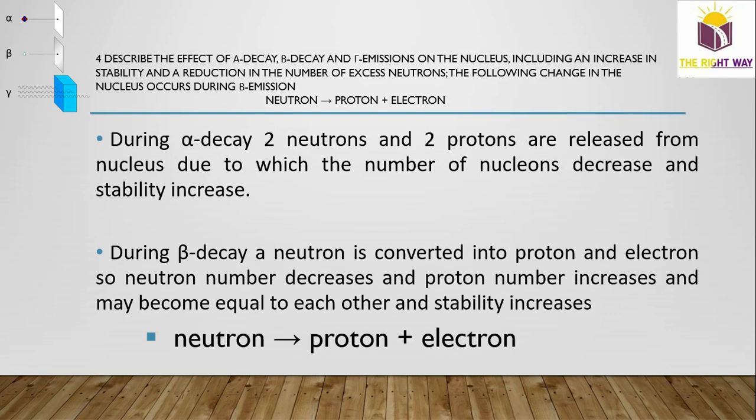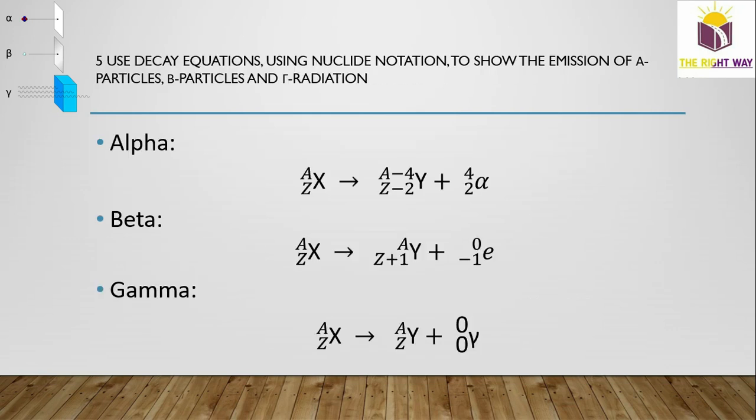Okay, now the alpha decay. In alpha decay, 2 neutrons and 2 protons are released from the nucleus, due to which the number of nucleons decreases and stability increases. In the same way, in the beta decay, a neutron is converted into a proton and an electron. So neutron number decreases and proton number increases and may become equal to each other. So the stability increases. Those elements which have proton number equal to their neutron number are more stable than those which have a difference between the proton and the neutron number.